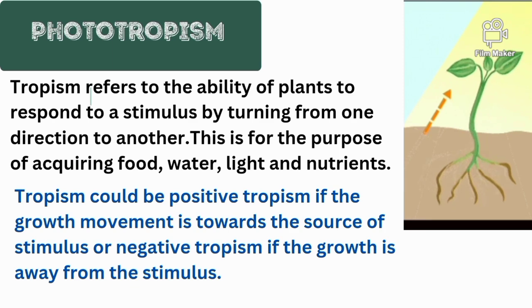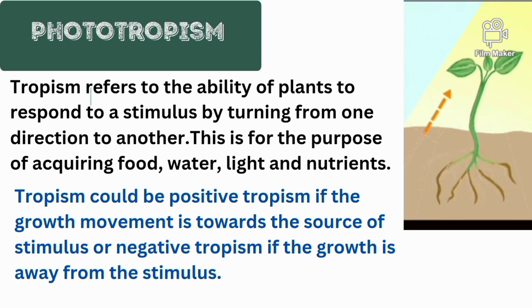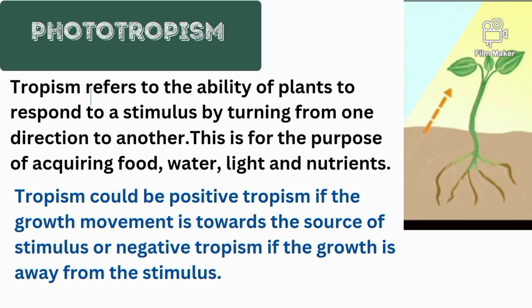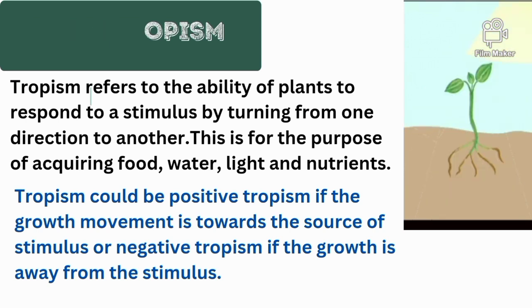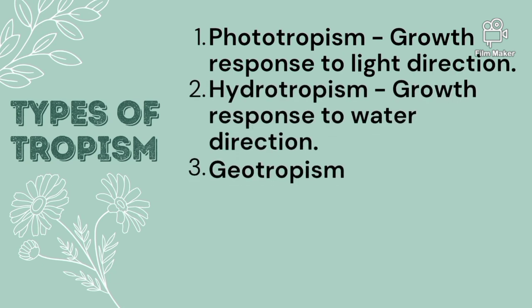If the growth movement is towards the stimulus, it is called positive tropism. However, if it is away from the stimulus, it is called negative tropism. Let's look at types of tropic movement or tropism. Tropic growth movements are named according to the kind of stimulus that triggers them.